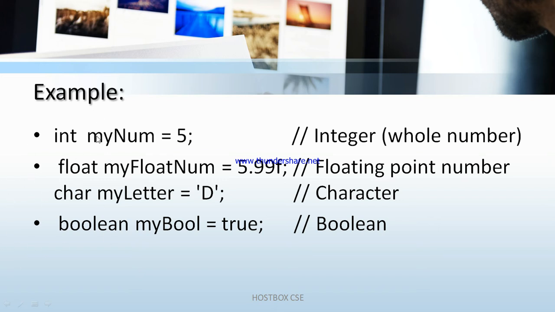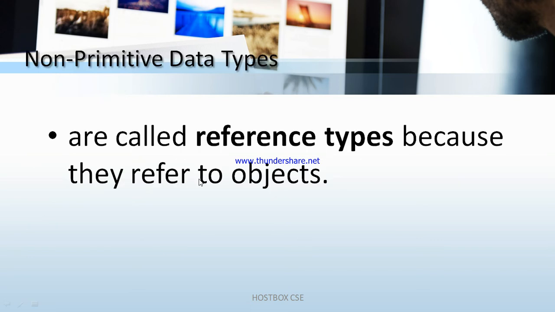Int, for example, I am assigning int myNum equal to 5, that is an integer. Then float, I am writing float myFloatNum equal to 5.99f. Then character, my letter is called D. This is the character data type example. And boolean, I can write my bool is true, like that. You can write true or false only. So like that you can use the primitive data types easily. These are the ones where you can define the values.